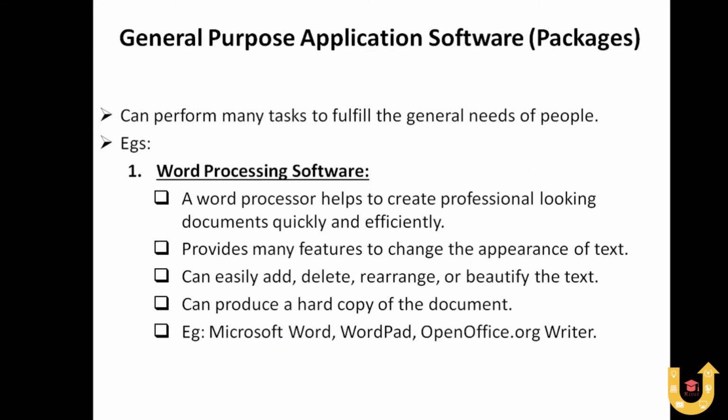General purpose application software are packages which can perform many tasks to fulfill general needs of people. Some of the examples are: number one, word processing software. A word processor helps us to create professional looking documents quickly and efficiently. It provides many features to change the appearance of text. We can easily add, delete, rearrange, or beautify the text and can even take a printout of the document. MS Word, WordPad, OpenOffice.org Writer are few examples.